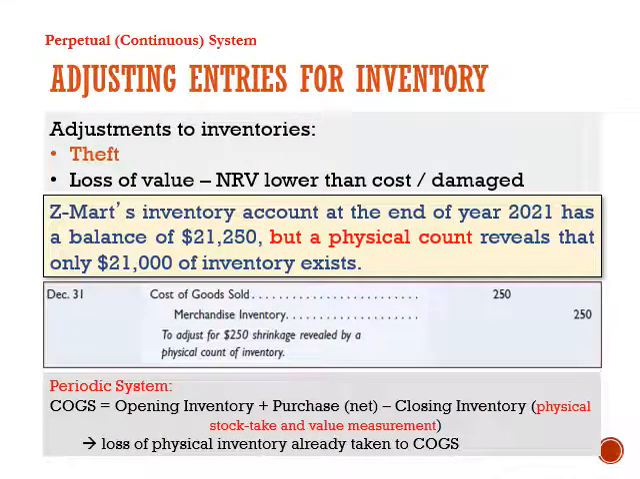Under periodic system, since we do not record changes in the inventory account, any loss of inventory due to theft will be automatically included in the determination of cost of goods sold, since we look at the difference between the available inventory given by opening inventory plus purchase and the closing inventory. So all of the losses, if any, are already captured in the amounts of cost of goods sold.